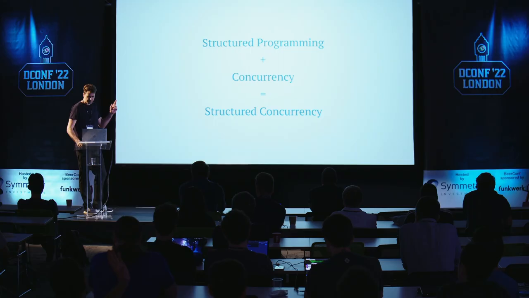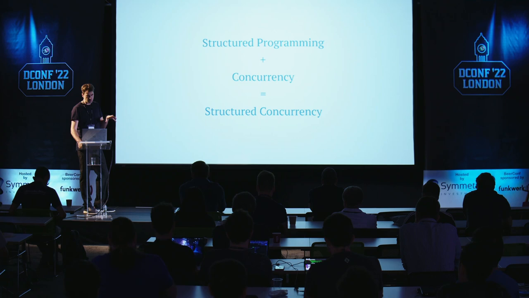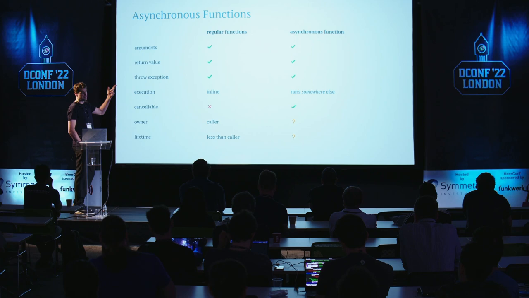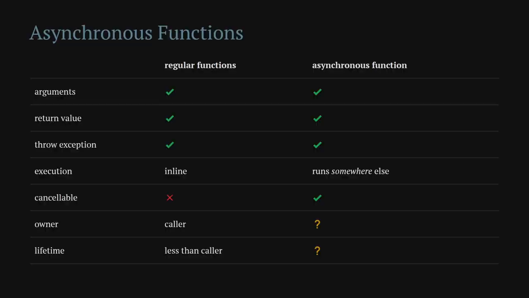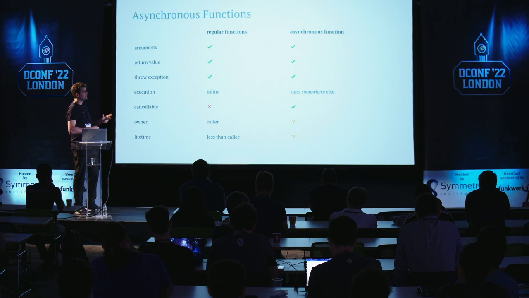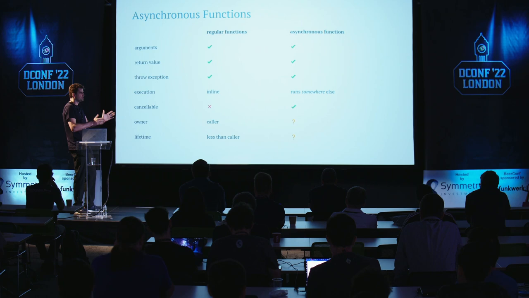Before we do that, let's look at the cornerstone of concurrency, which is the asynchronous function. Now, an asynchronous function is just a regular function, except it's asynchronous. So it does all the things a regular function does, and then some asynchronous stuff. So it has arguments, right? Can return a value, can throw an exception. But where a regular function would run in line, right, the control would be passed from the caller to the callee and then passed back, an asynchronous function runs somewhere else. We don't care where, but just not here.